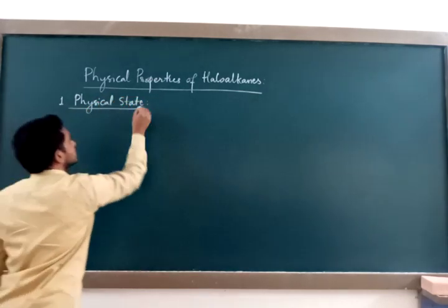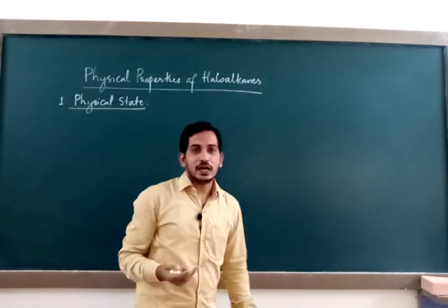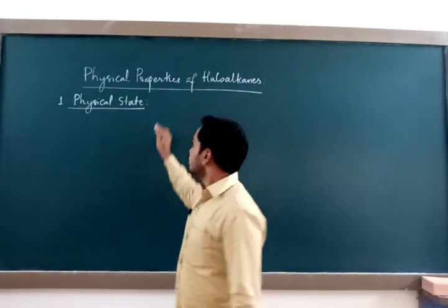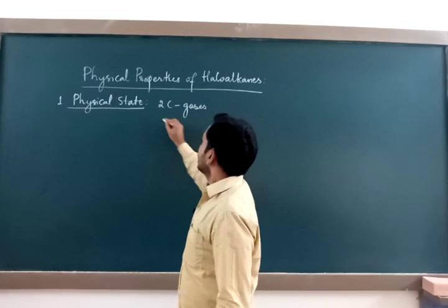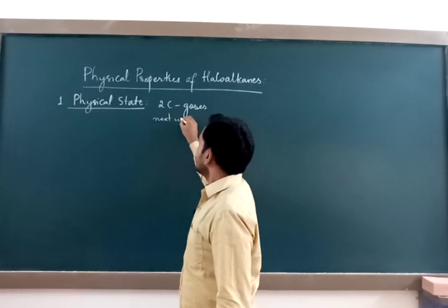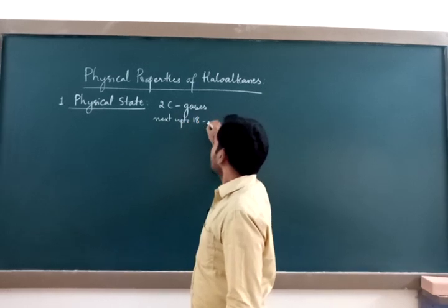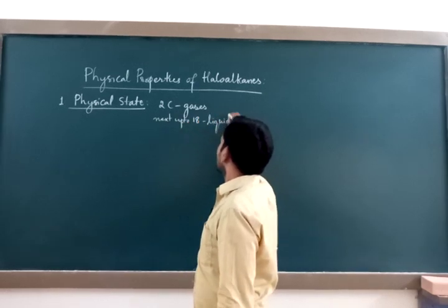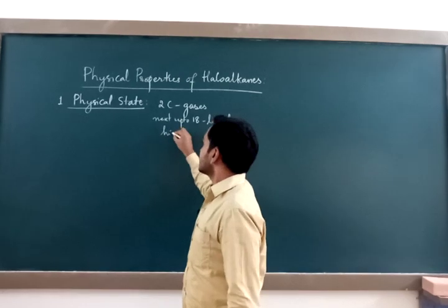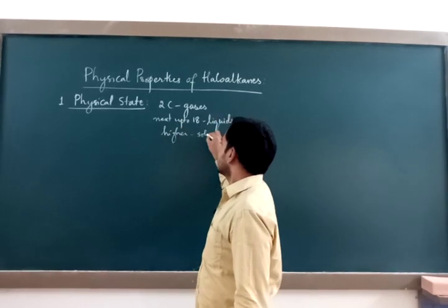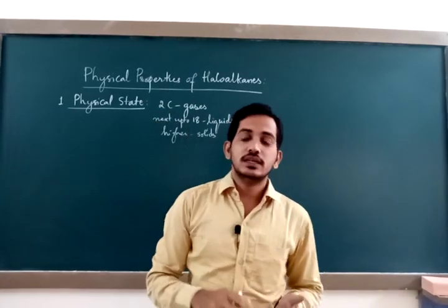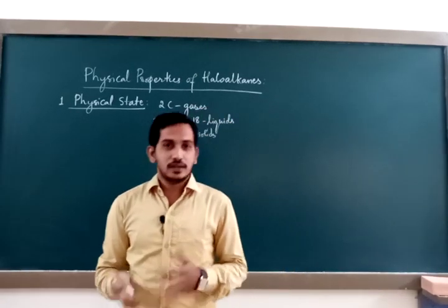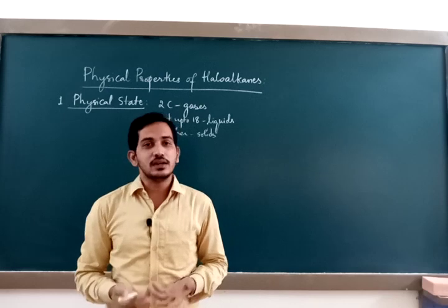In haloalkanes, the first two members are gases. Those containing two carbon atoms, they are gases. Next, up to 18, they are liquids, and higher members are solids. So how many are gases? The first two members are gases, up to 18 members are liquids, and higher members are solids.